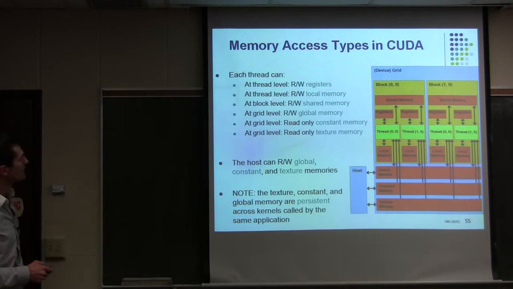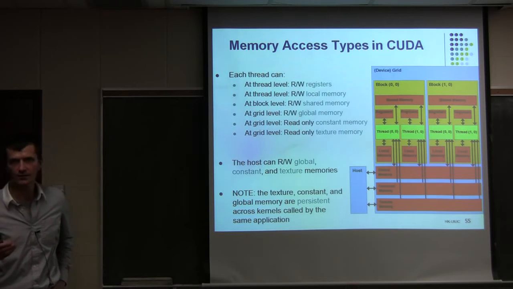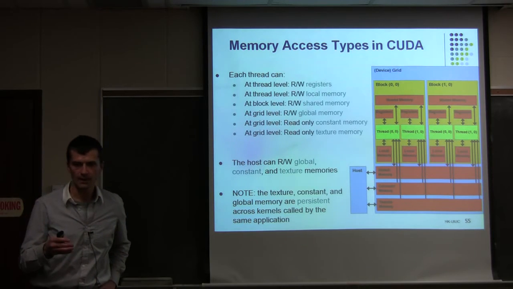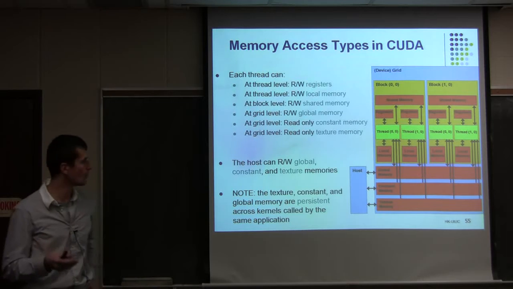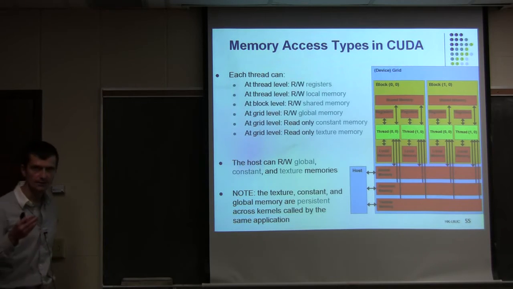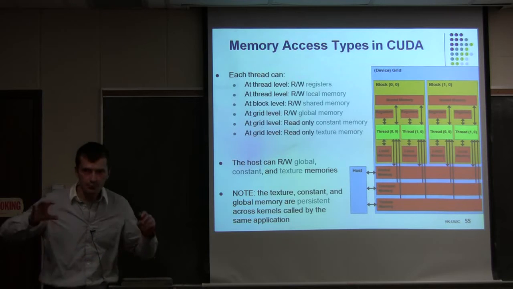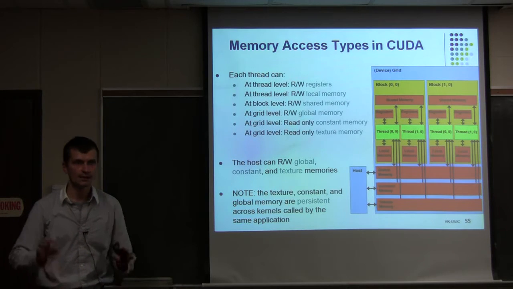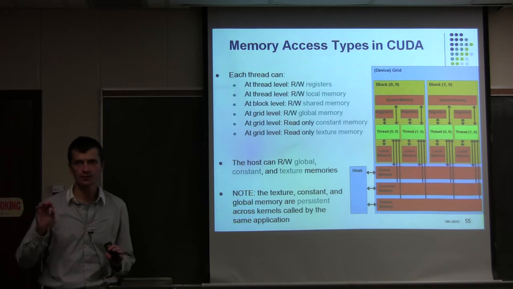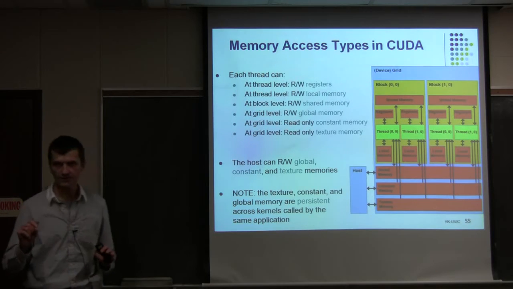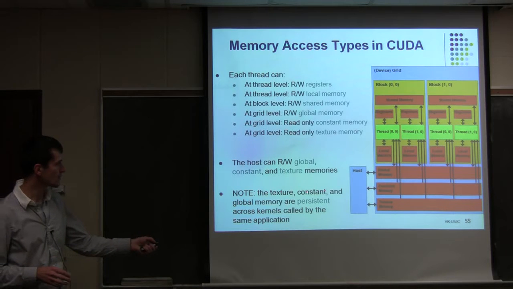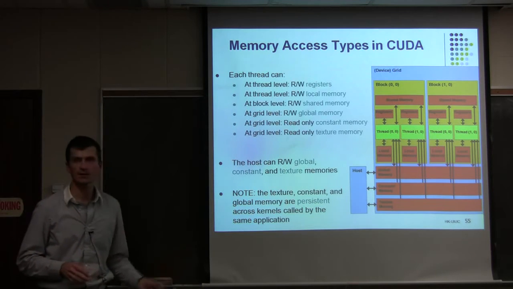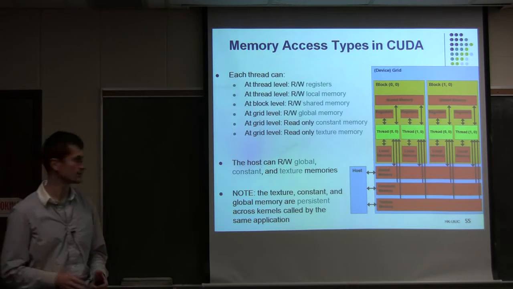So each thread can read and write registers. It can read and write shared memory. It can read the constant memory. It can read the texture memory, and it can read and write the global memory. The host can push data down into the global memory. It can push data into the constant memory, and it can push data into the texture memory. So that's what it can do. I already told you the texture, constant, and global memory are persistent across kernel calls. So that's a nice thing.